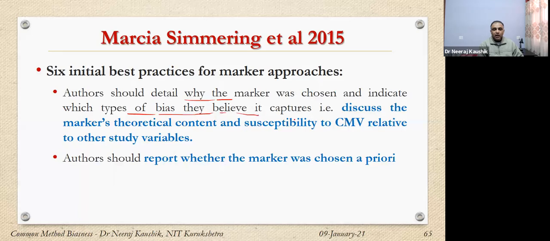It means now we are talking about there can be more than one marker variable. Discuss the theoretical content, susceptibility, etc. Why it must be chosen a priori. Post hoc is not accepted these days.